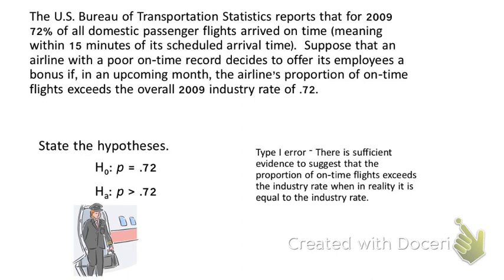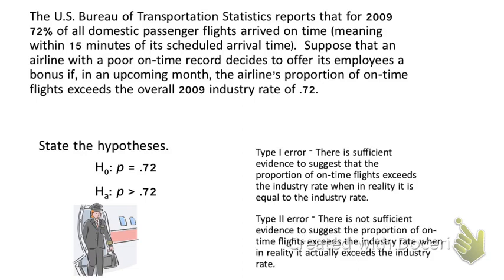You have to write down the entire error. I'm saying we don't need to write down the consequence, but let's talk about it. They're paying their employees extra for no reason. So they're giving their employees a bonus, but they don't deserve it.